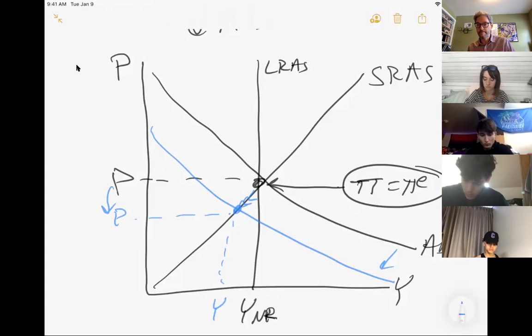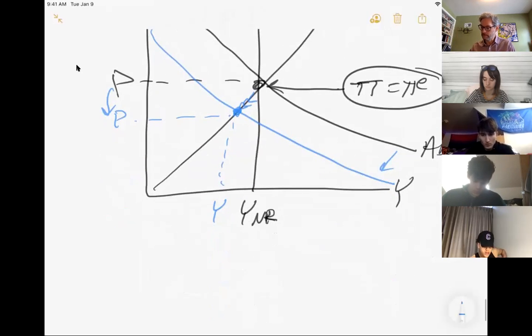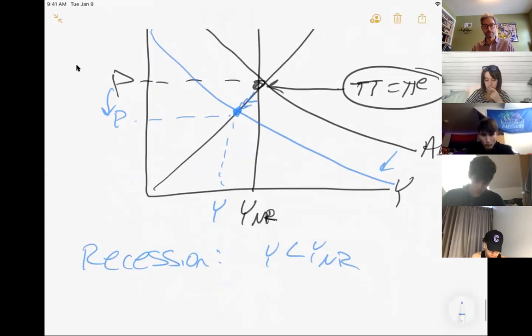So the fall in aggregate demand reduces the price level. We move along the short-run aggregate supply curve to this new spot. And what's true now? We have a recession. And the recession is that output is below the natural rate. Output has fallen below the natural rate.